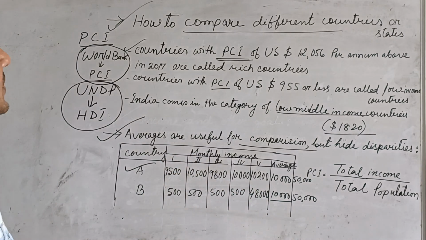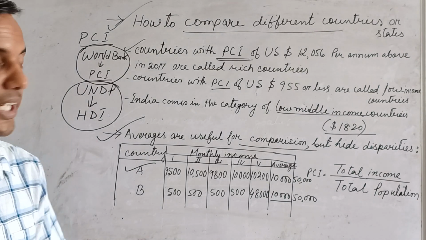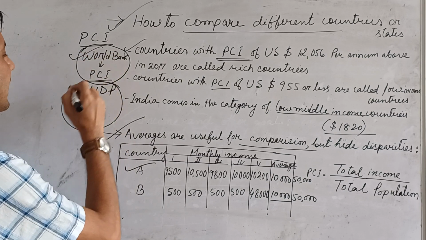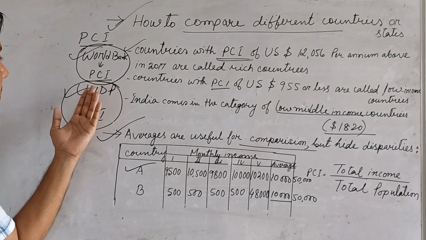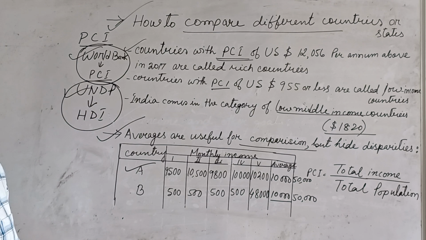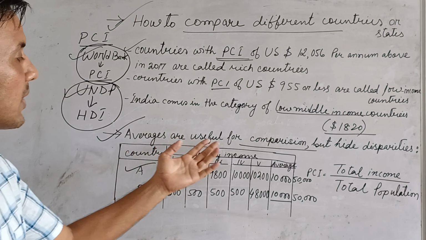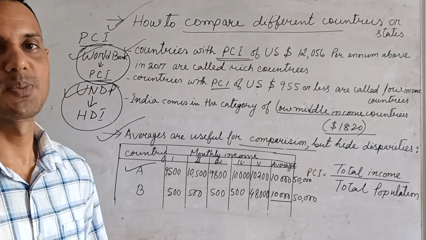Okay, so quickly you see what we have discussed. We discussed how to compare different countries or states. We discussed the World Bank and UNDP. The World Bank uses per capita income. UNDP uses HDI, the Human Development Index. And averages are useful for comparison but hide disparities.